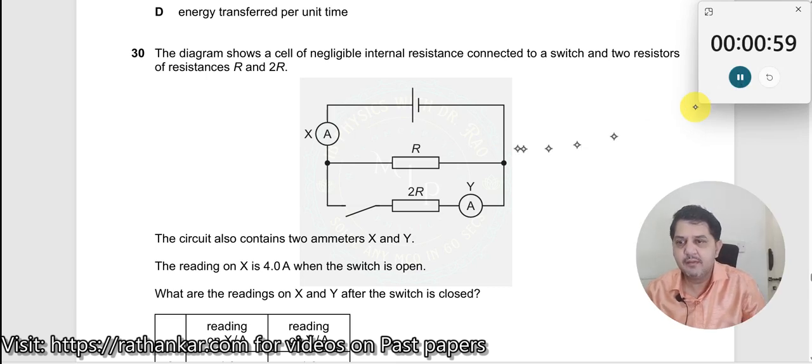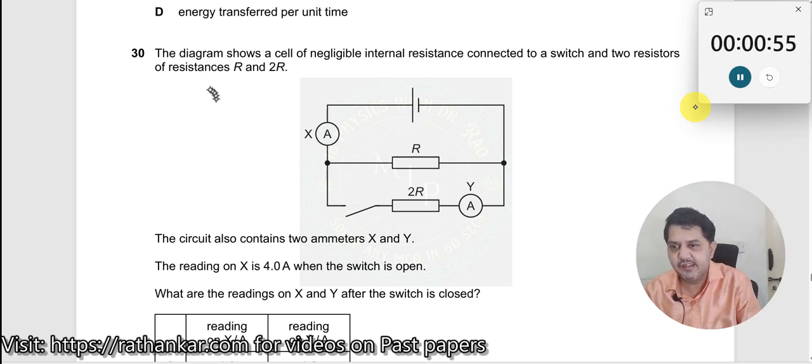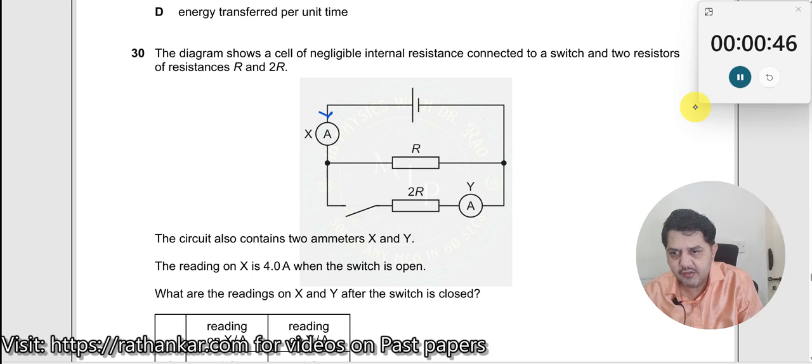Question number 30. The diagram shows a cell of negligible internal resistance connected to a switch and two resistors of resistance R and 2R. The circuit also contains two ammeters X and Y. The reading on X is 4 amperes when the switch is open.